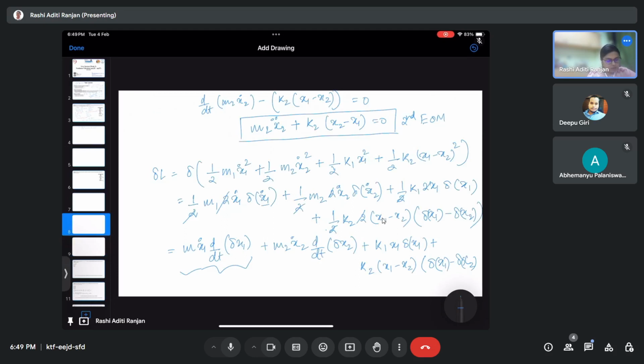And there is one mistake that I have done over here. Here, there will not be a plus. Instead, it will be a minus, because the Lagrangian is the kinetic energy minus the potential energy.